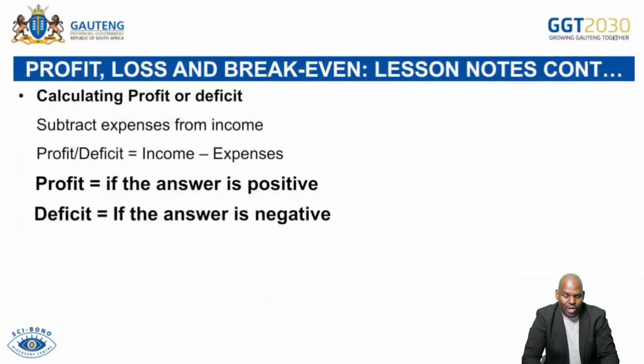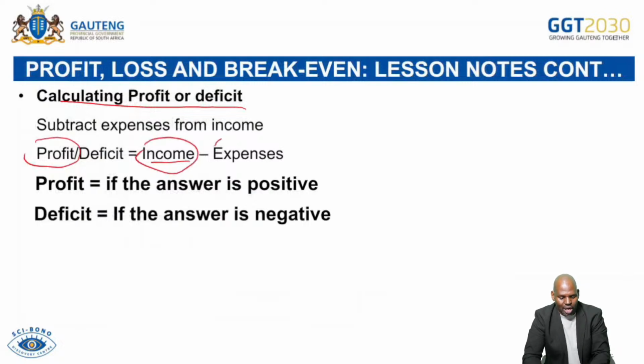Then how do we calculate a profit? In calculating a profit or a deficit, you subtract expenses from income. So in this case, you're going to say income subtract expenses, and then you're going to get a profit. If an income is bigger than expenses, that will be a profit. But if an income is smaller than expenses, then that will be a deficit. It means you'll be making a loss.